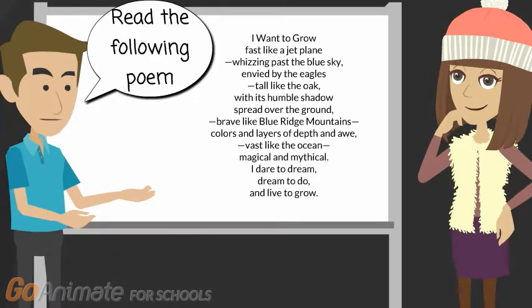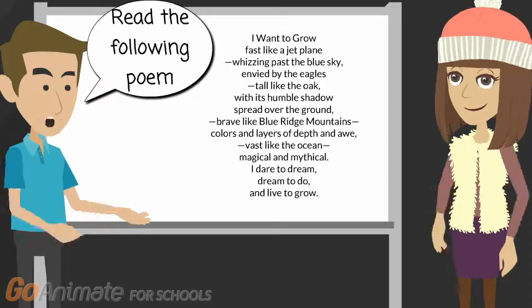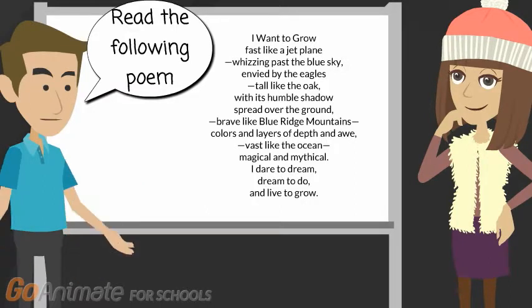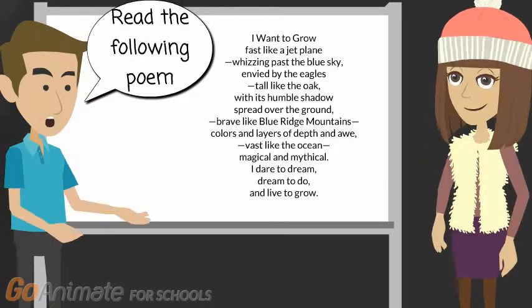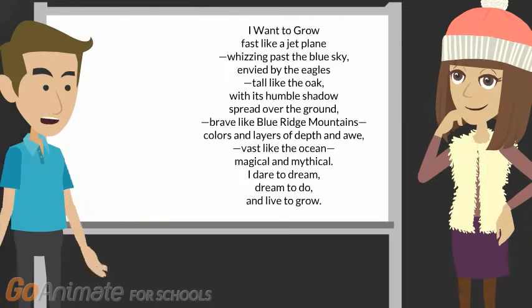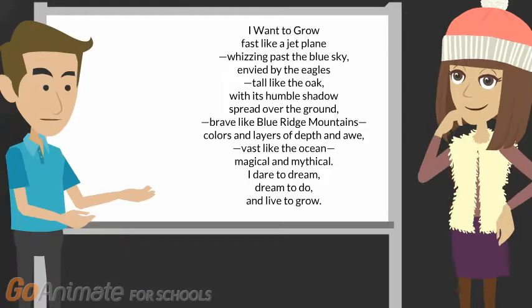Now let's try some guided practice together. Read the following poem. I want to grow fast, like a jet plane, whizzing past the blue sky, envied by the eagles. Tall like the oak, with its humble shadow spread over the ground, brave like Blue Ridge Mountains. Colors and layers of depth and awe, vast like the ocean, magical and mythical. I dare to dream, dream to do, and live to grow.